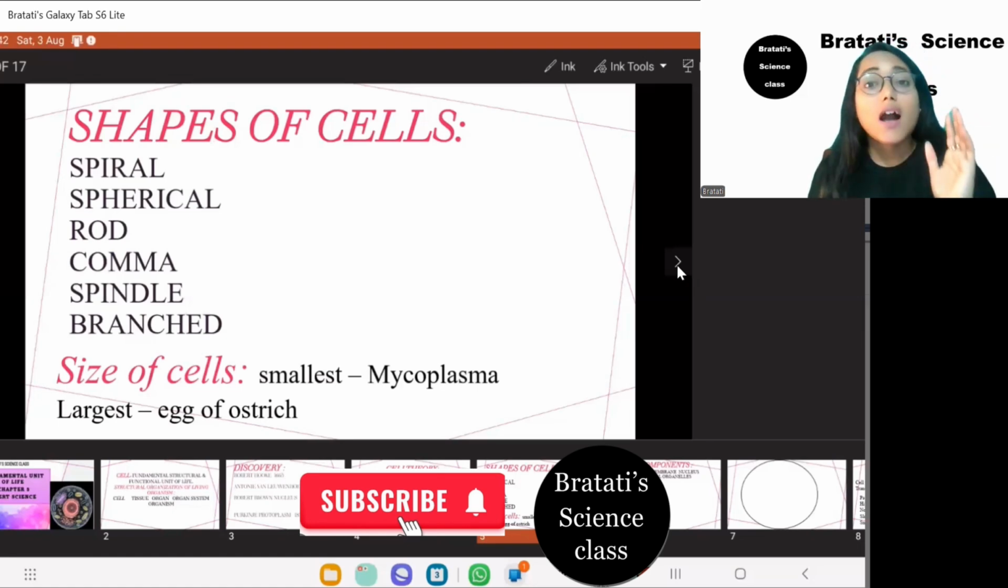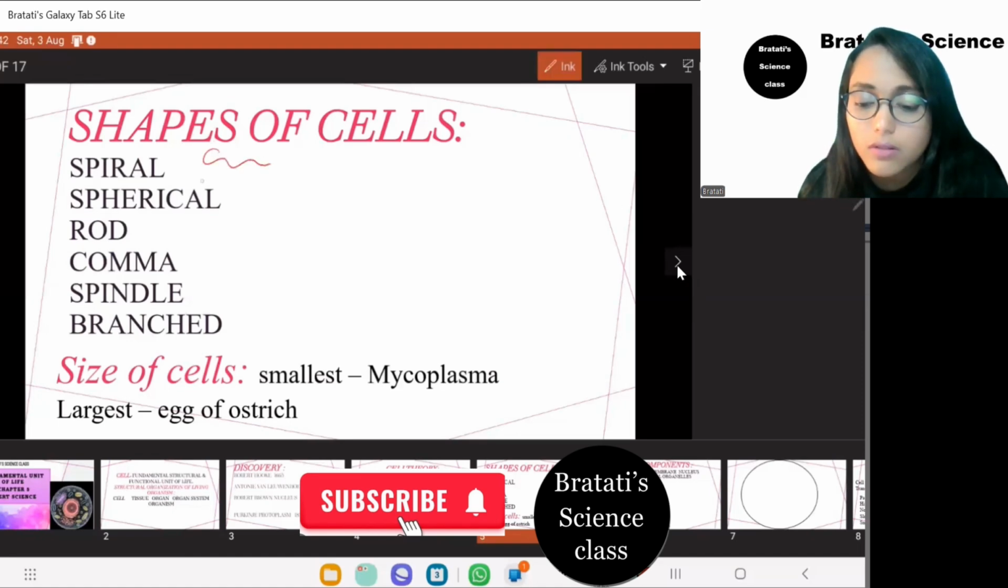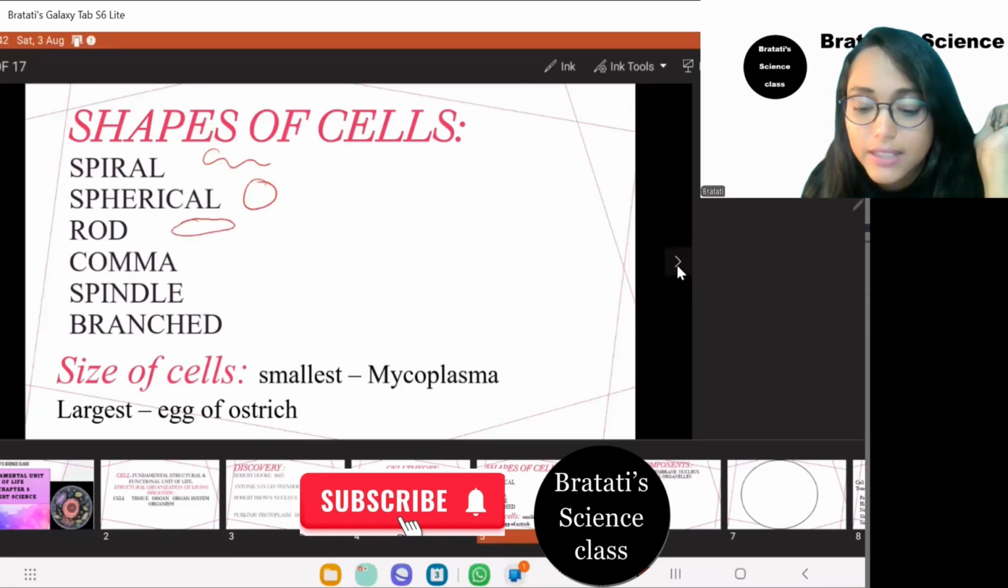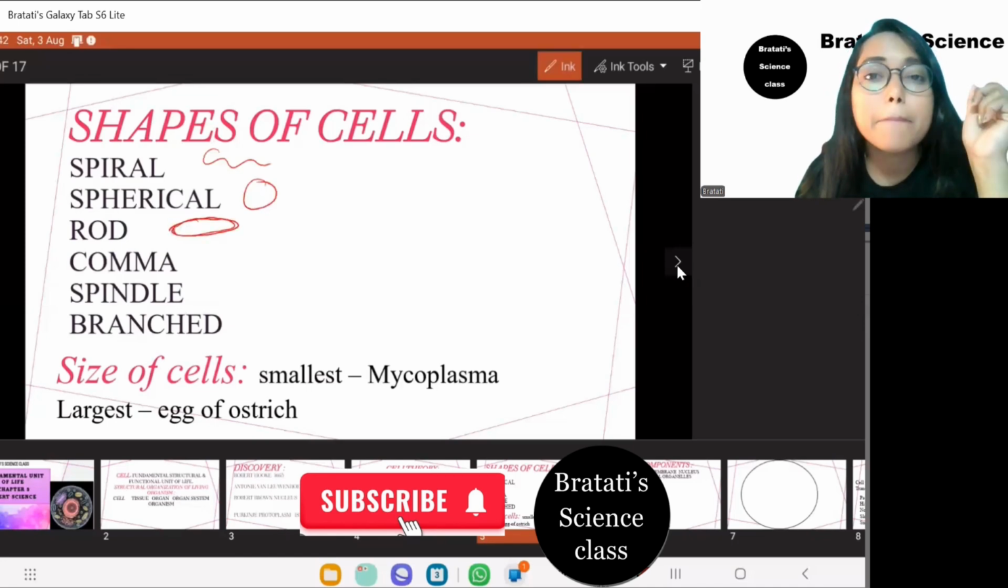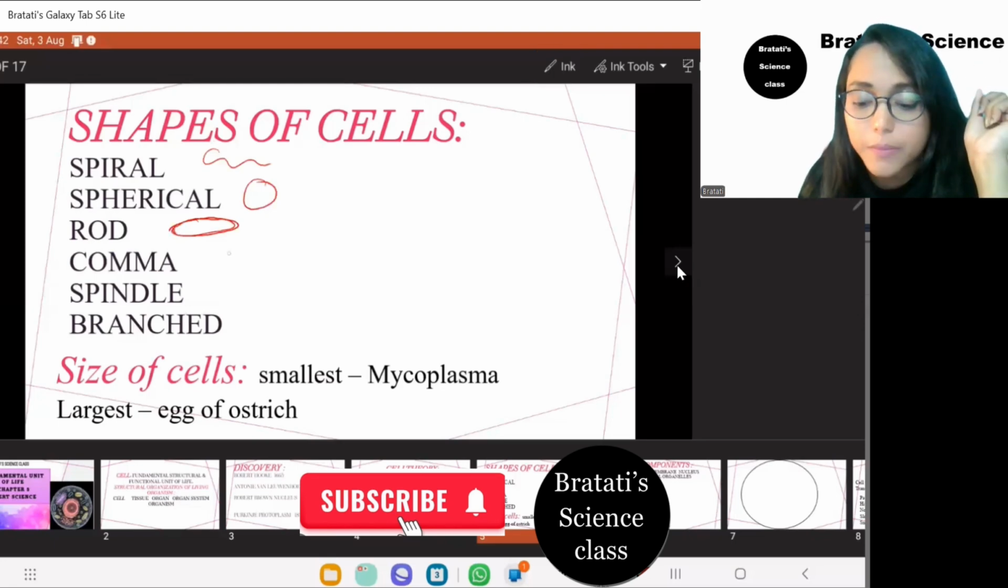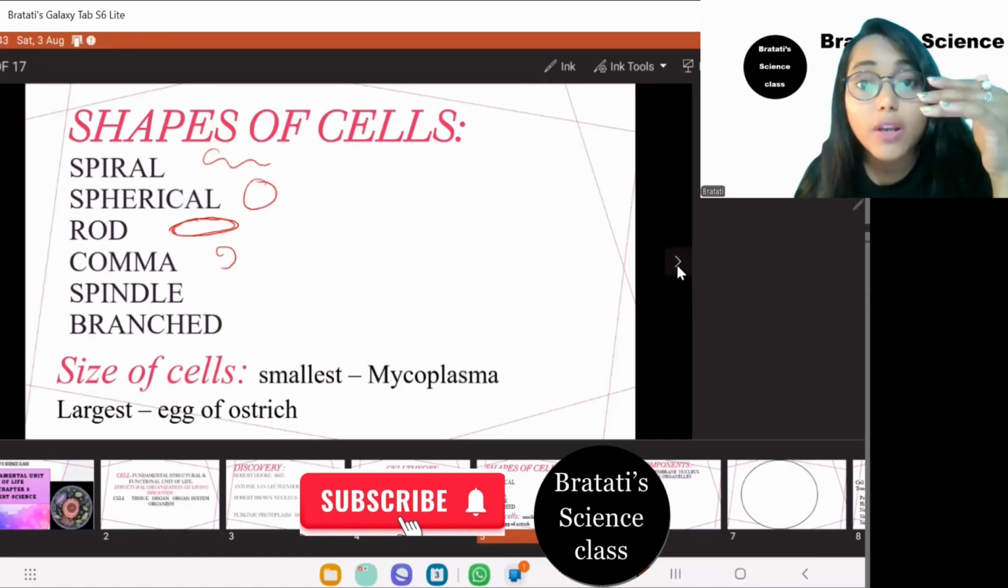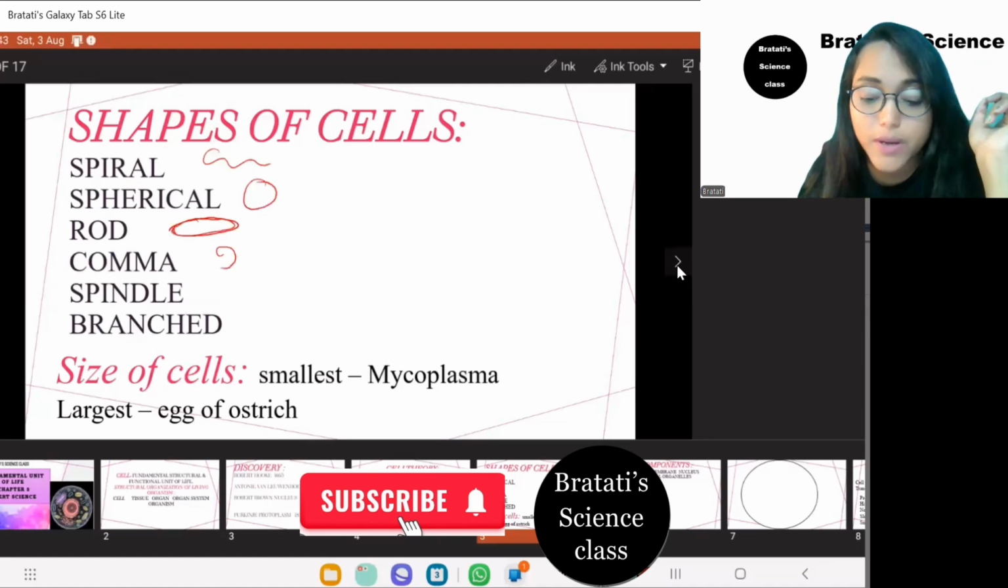The cells are of different shapes as well as different sizes. All cells in the world do not closely resemble each other. They have different shapes, for example, the spiral shape, or it can be spherical like the ovum, the egg cell, that is spherical in shape. Rod-shaped bacteria look like a rod, like bacillus. Comma-shaped bacteria are also available, called Vibrio cholerae, the cholera bacteria, that is a comma-shaped one.